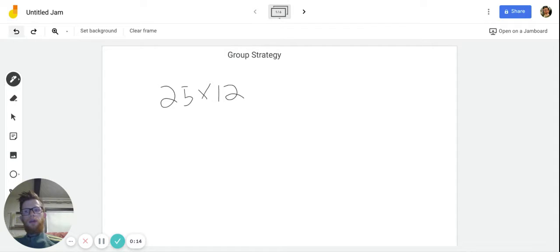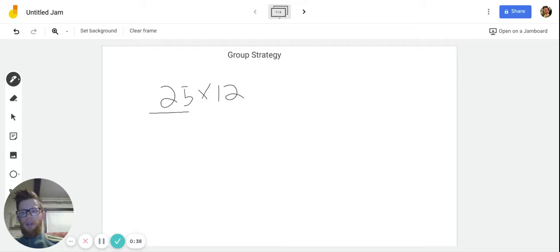Okay, the first one that we're going to talk about is the group strategy. Now, I look at this problem, it's 25 times 12. Your kids might be intimidated by it, you might be intimidated by it, but there are some strategies that we can use to make things a lot easier. Okay, so the first one is the group strategy, and I'm going to take the number 25.